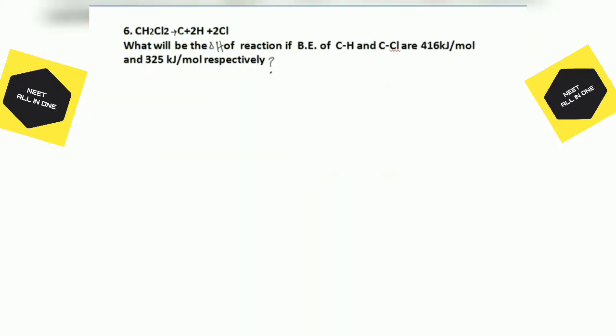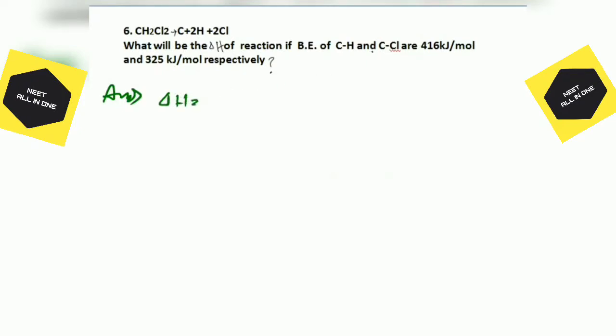Then comes question number 6, CH2Cl2 gives C plus 2H plus Cl. What will be the del H of the reaction, if the bond energies of C-H and C-Cl are given respectively? So let's do it. We know that if the bond energy is given here, we just have to put the values and nothing more.